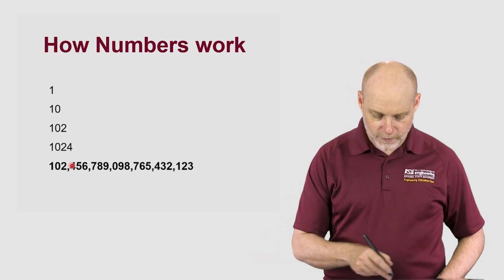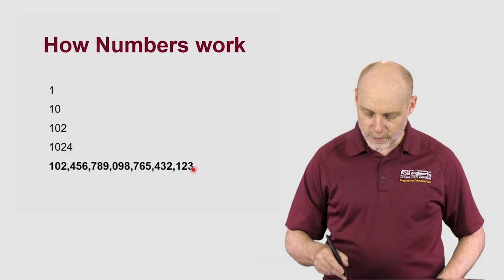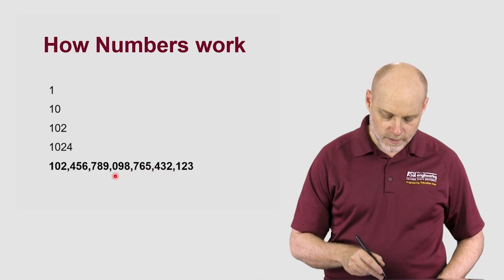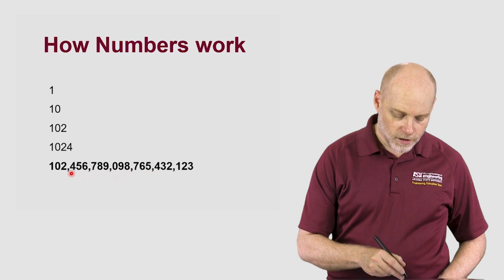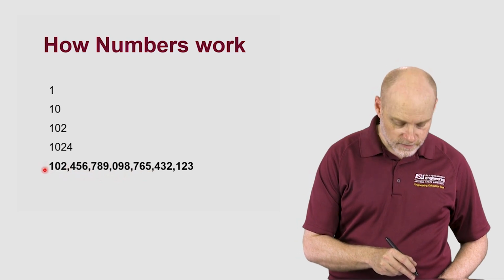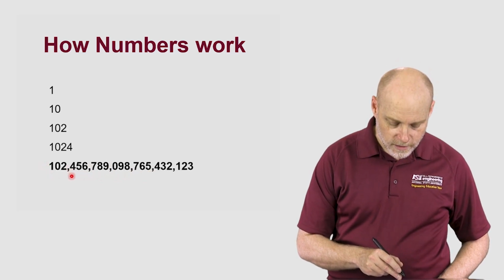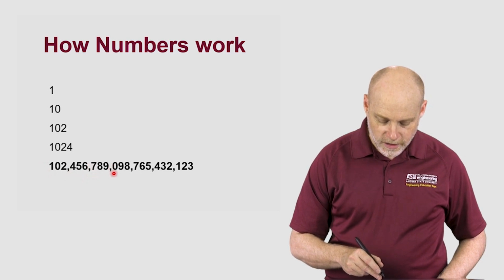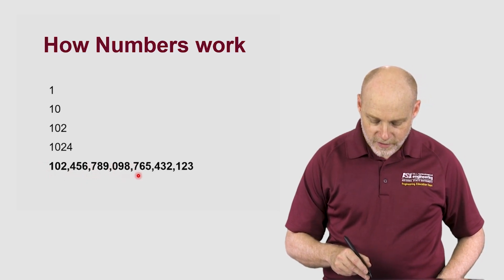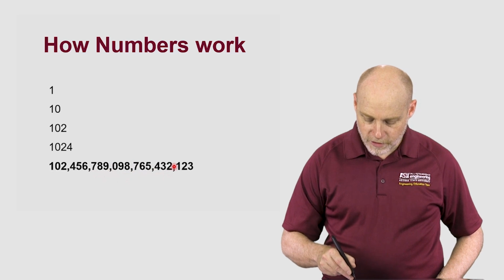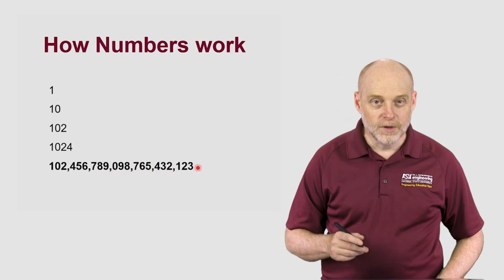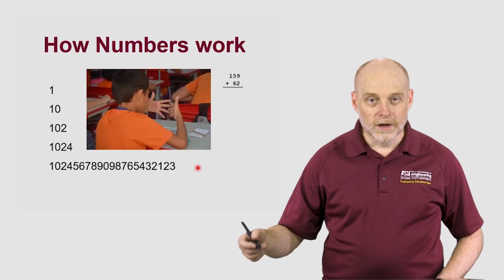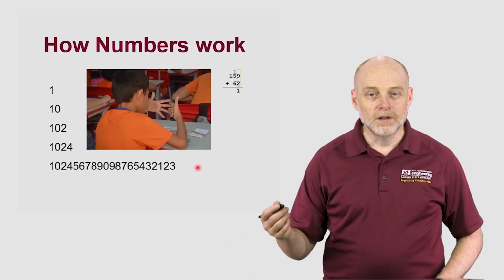It will help if we break it up into groups of 3, and then we know that this is our hundreds and our thousands and our millions and our billions and our trillions and quadrillions and quintillions. So 102 quintillion, 456 quadrillion, 789 trillion, 98 billion, 765 million, 432,123. So it takes a little bit of work, but we're very fluent in this, and it's because we've been working with numbers like this for a long time.